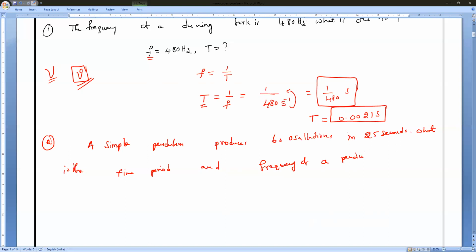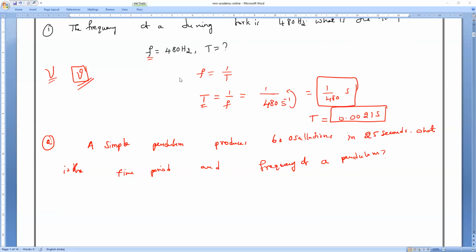What do you mean by time period? Anybody? Definition I want, please. You should respond. Definition of time period. Time taken to complete one oscillation. Yes. Time taken to complete one oscillation is called time period. What do you mean by frequency? Number of oscillations per unit time. Yes, per 1 second. That is what it is.